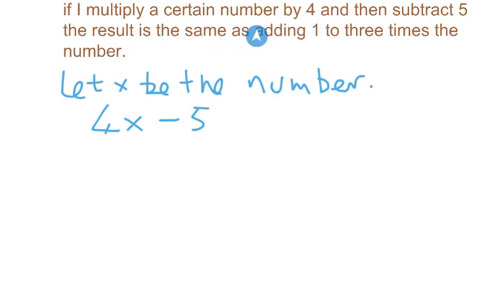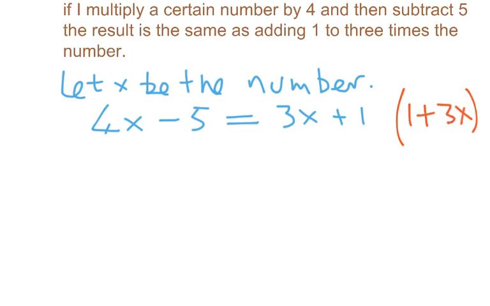Well, then the result is the same. Okay, so that means I'm going to get an equals. The result is the same as adding 1 to 3 times the number. So I'm going to add 1 to 3 times the number. So 3 times the number, it's 3 times x plus 1. I would have been happy if you'd said 1 plus 3x. That makes no difference. That would be okay too. So now we have an equation, 4x minus 5 is equal to 3x plus 1.